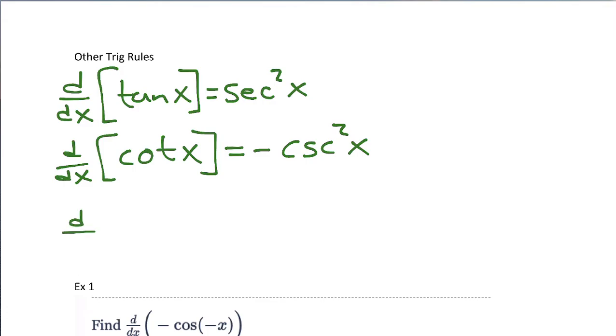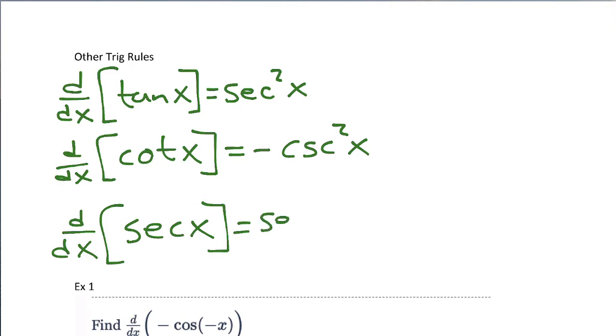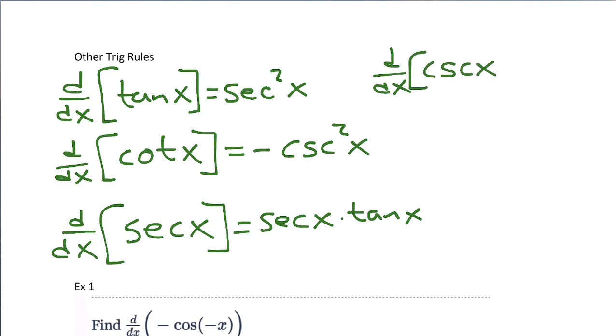The derivative of the secant x is equal to the secant x times the tangent x, and the derivative of the cosecant x is equal to negative cosecant x cotangent x.